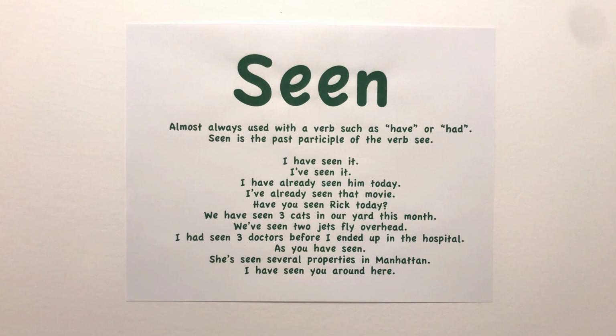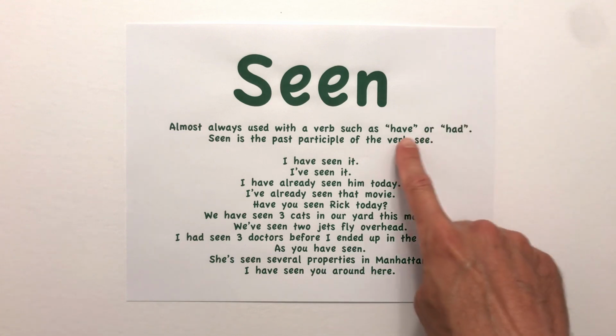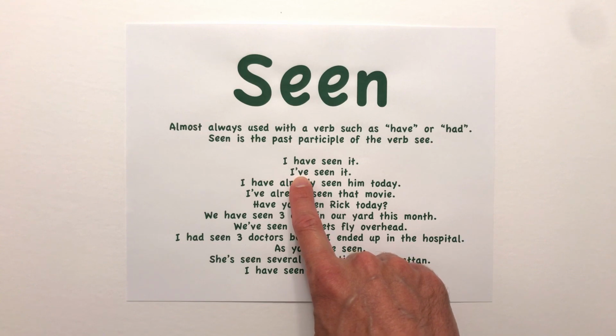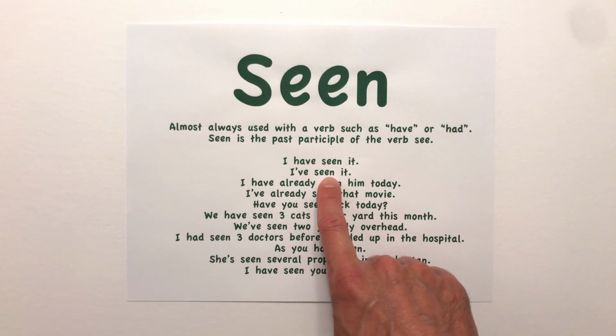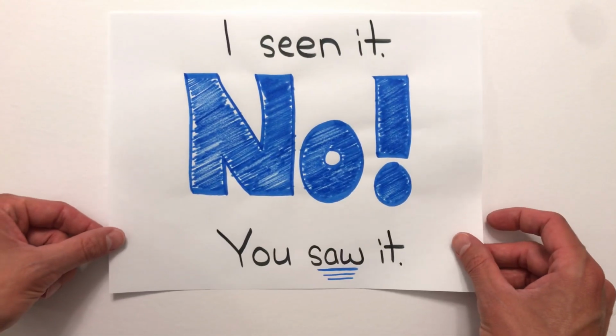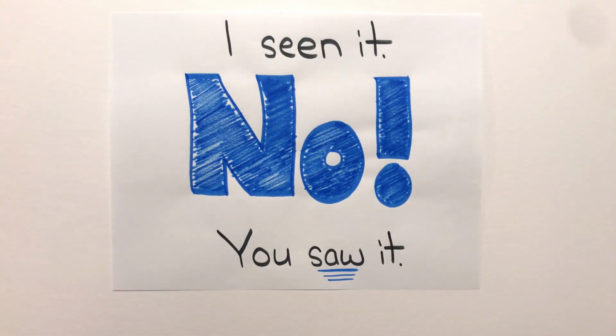Note the difference. The word seen almost always has the word have or had or the short form of have connected to its usage. Unlike see, which can stand alone. Oh, I hope that helps you. And now you know. You didn't seen it, you saw it. Enjoy the rest of your day.